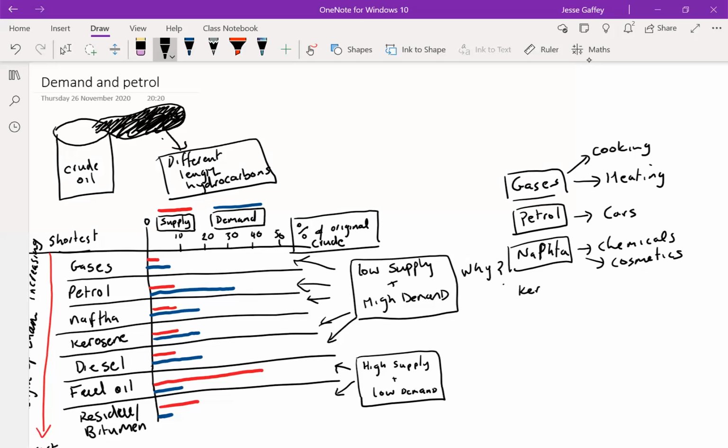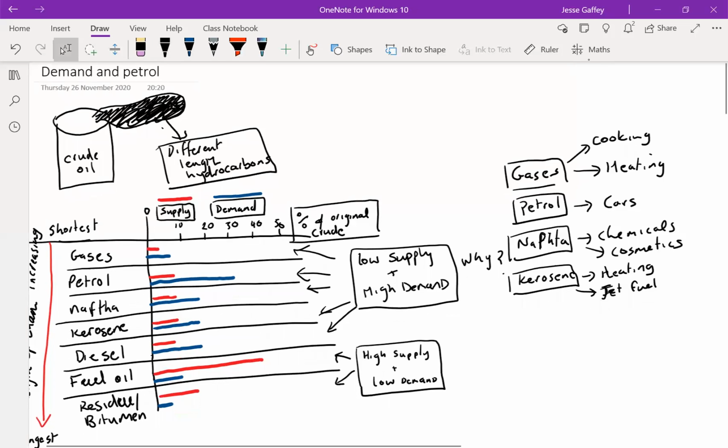Kerosene is mainly used for heating, so home heating oil is kerosene, and jet fuel. There is a high demand for jet fuel because a lot of people use planes, a lot of people fly. So again, to meet the demand of the amount of people who want to fly, this takes a lot of kerosene to fly enough planes to get people around the globe.